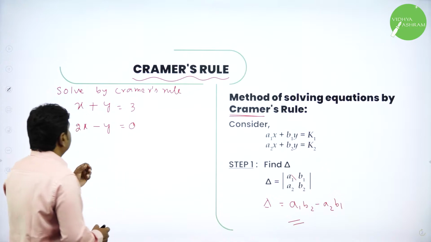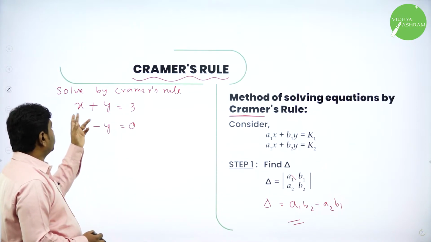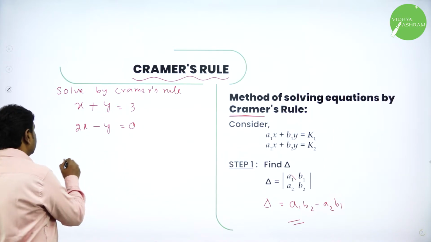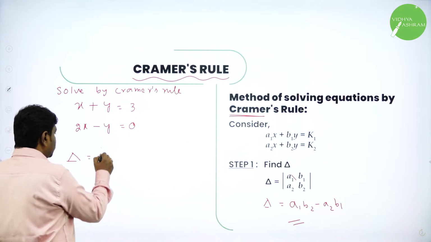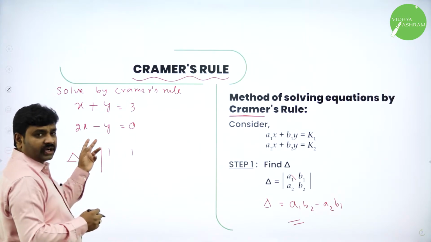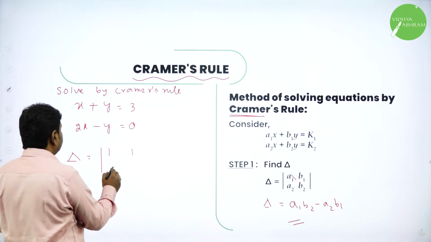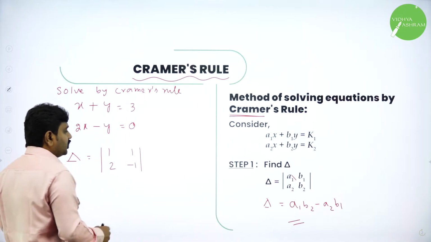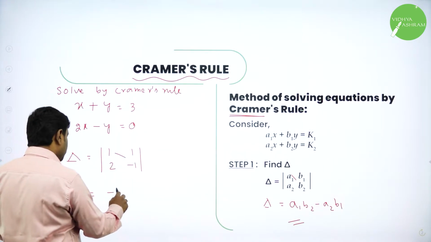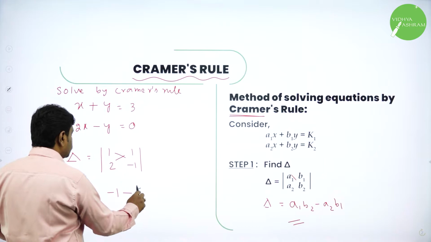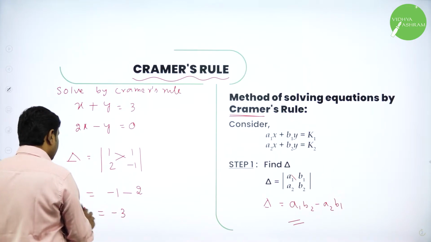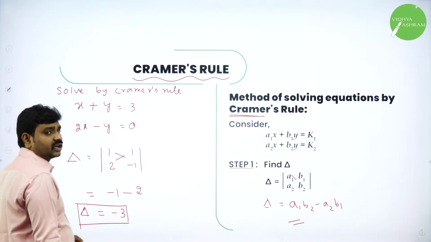So here we will solve by Cramer's rule, they are telling. x plus y equal to 3, 2x minus y equal to 0. They give two equations. First write delta. What is delta? Determinant of, first write the coefficients of x and y, that will be 1, 1. And in the second row write the coefficients of x and y in the second equation, that is 2, minus 1. I am demonstrating the first step here. Now delta, you expand this: 1 into minus 1 is minus 1, minus 2 into 1 is 2, so minus 1 minus 2 gives you minus 3. Now you got delta. In the first step you should get the value of delta.